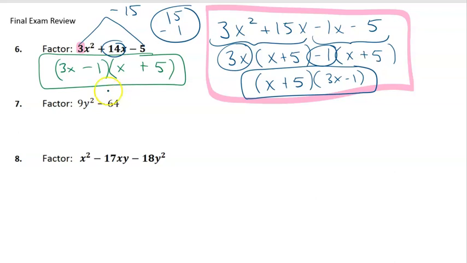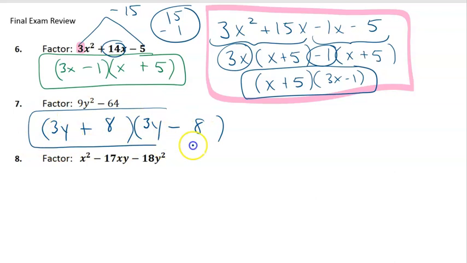All right, now this is what we call a difference of squares, number 7. And a difference of squares factors into one positive binomial and a negative binomial. You take the square root of 9y squared, that goes in the first position. And the square root of 64, which is 8, goes in the second position. You make sure that these don't factor further and you are finished with that one.